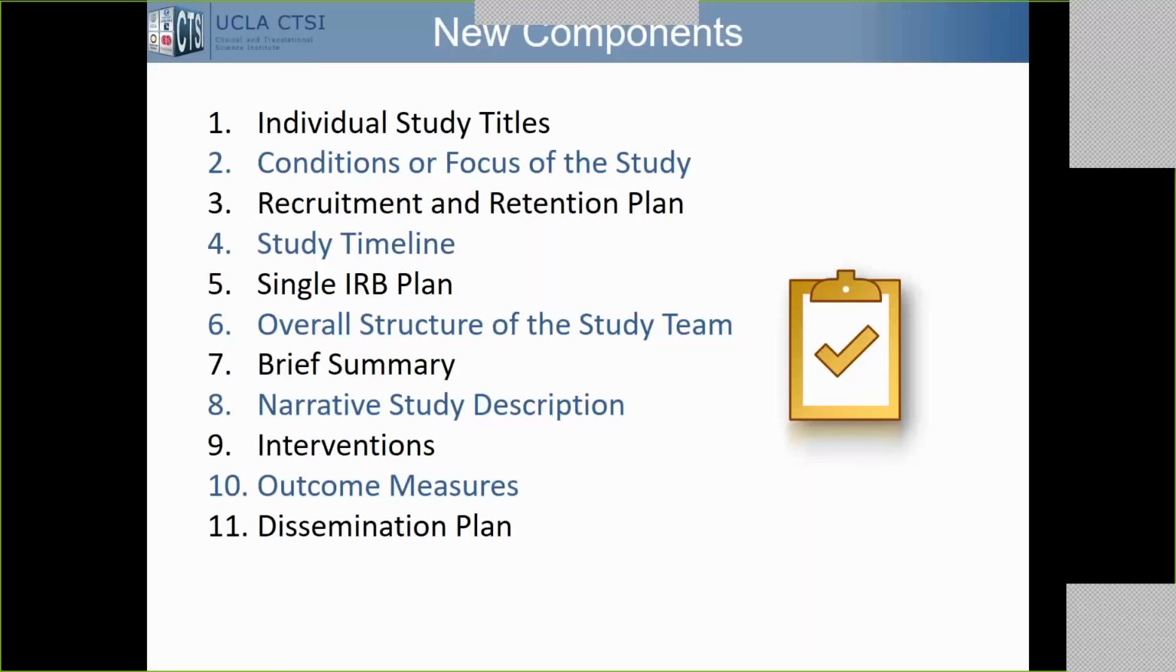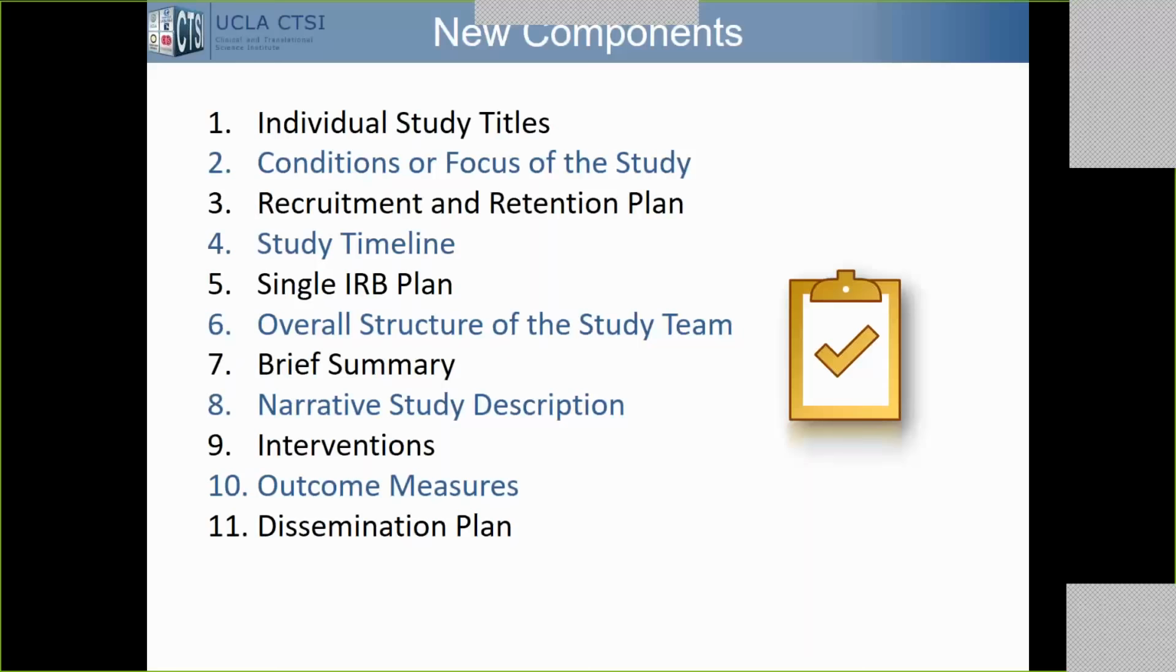If your study involves a multi-site domestic study, so you have multiple subawards within the U.S., you are required to include a single IRB plan. And the overall structure of the study team is a document where you just outline where the administrative and performance sites are located, so what that structure looks like. It is optional for human subjects, required for clinical trial studies. Brief study and narrative study descriptions are directly taken from clinicaltrials.gov, but they're basically just very brief overviews of what your proposed study protocol is going to be.